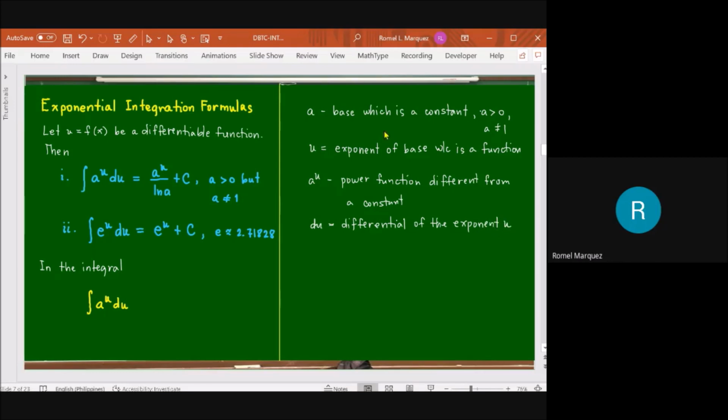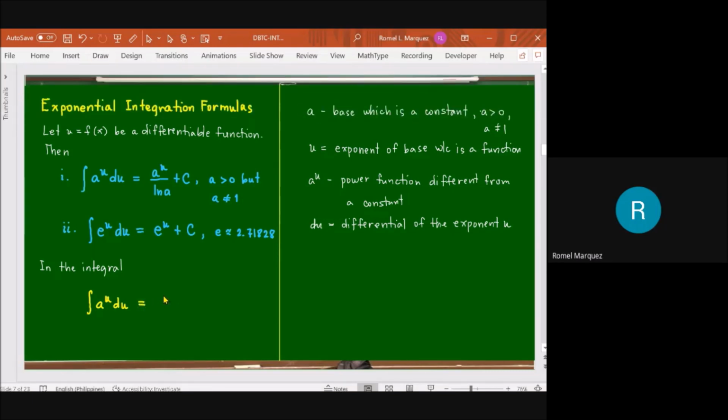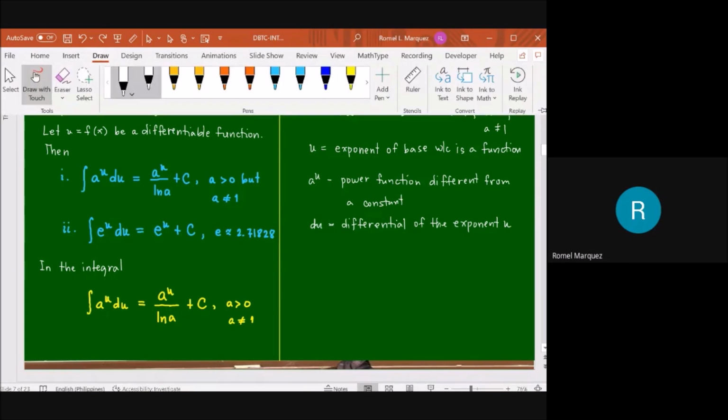If all of these requirements are satisfied, then this integral is equal to a to the u over ln a plus c. But remember, a is greater than 0, but not equal to 1. Is that clear? And so let's apply this formula in evaluating integrals. Let us have the following exercises.